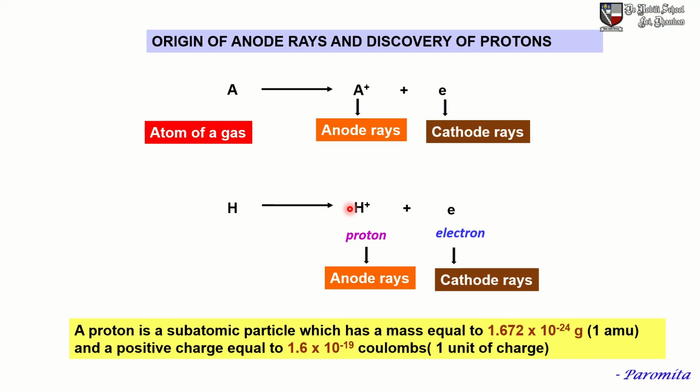Determination of the mass of these particles revealed that the mass of one particle was 1837 times the mass of an electron. This particle was called a proton. This is a neutral hydrogen atom, H plus an electron. This H plus is the anode ray and this electron is the cathode ray. A proton is actually an ionized hydrogen atom and can be represented as H plus.